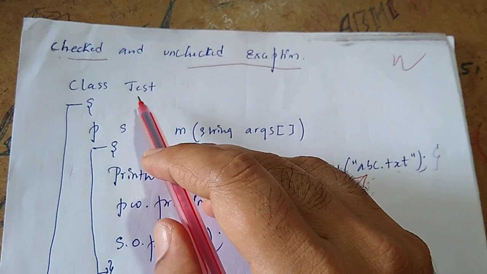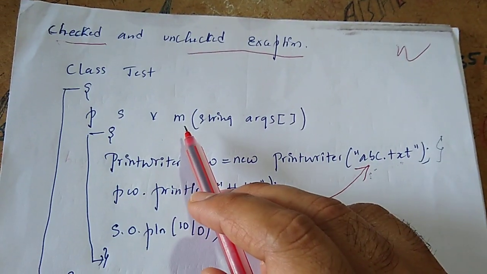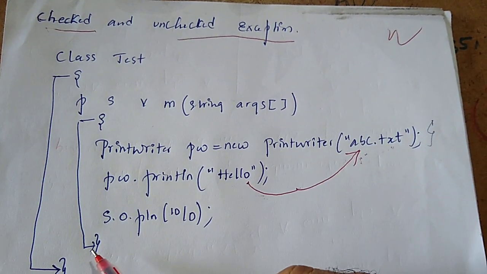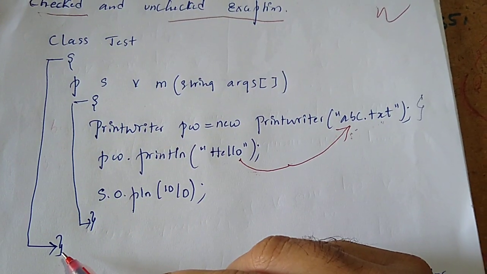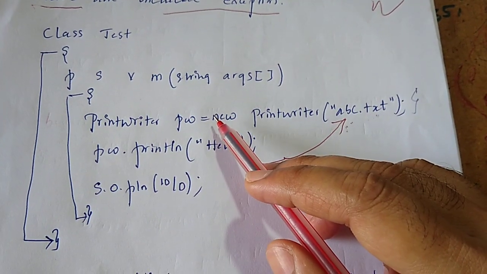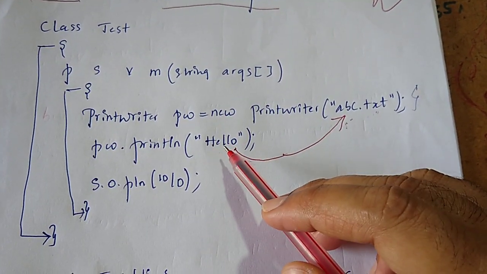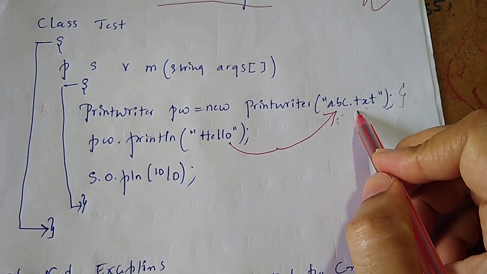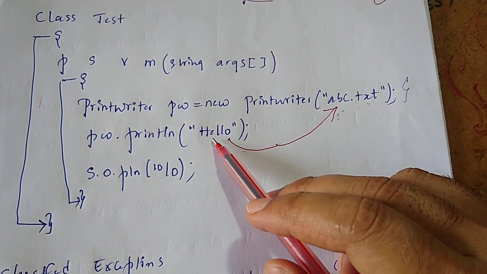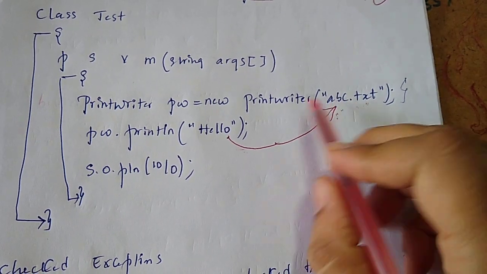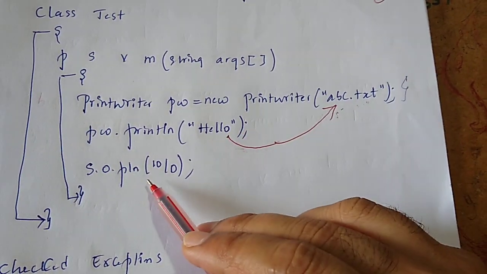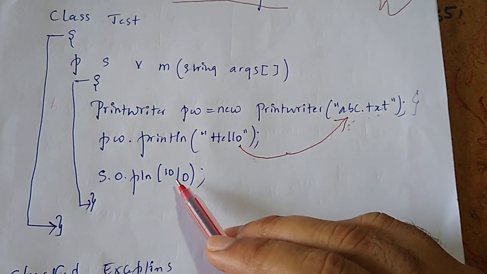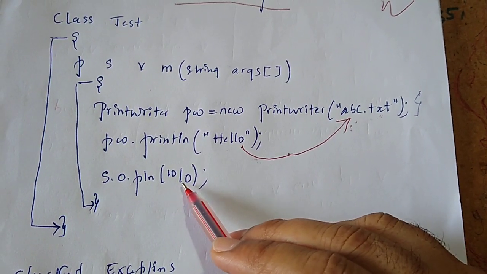For that I've taken one class with the name Test, within which there's a public static void main. Within main we have three lines of code. Out of the three lines, the first two lines we are using just to write this particular string into this text file, abc.txt. And here we are just printing the result of 10 divided by 0. I think you know this is going to give an ArithmeticException. This line will get an ArithmeticException.